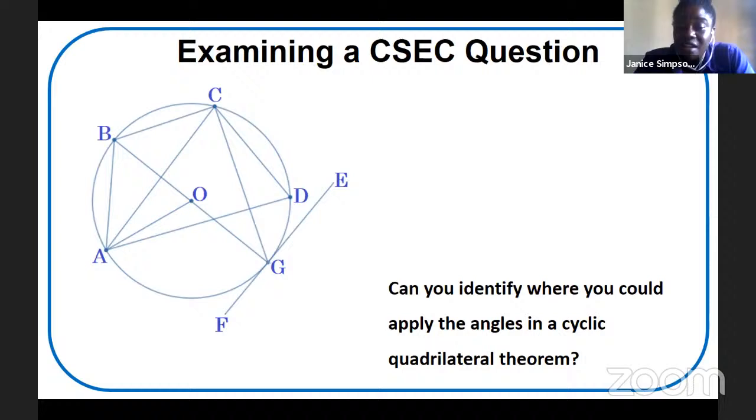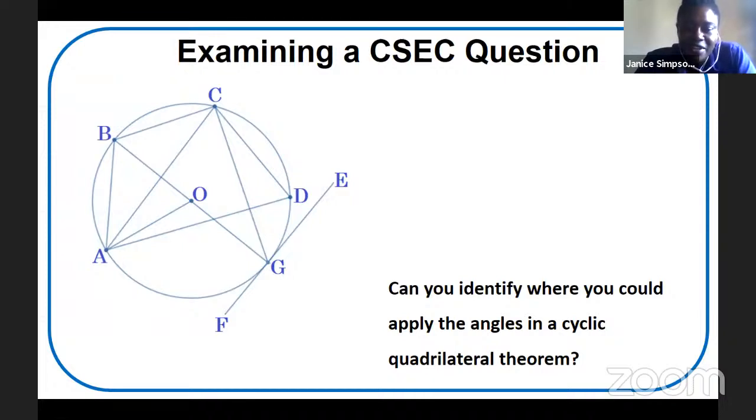All right, we're back here at our CSEC question to wrap up this segment, and we're looking to identify where the exterior angle is equal to the interior opposite angle. Can we identify that? Or where the cyclic quadrilateral theorem will come in. We can use either of those, but because we're focused on the cyclic quadrilateral, let's stick with that. Can you identify the labelings for the vertices of the cyclic quadrilateral in this diagram?